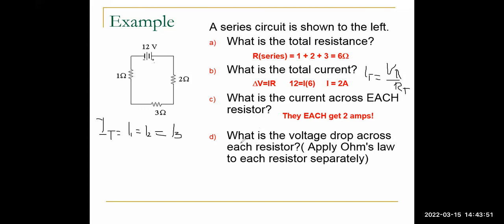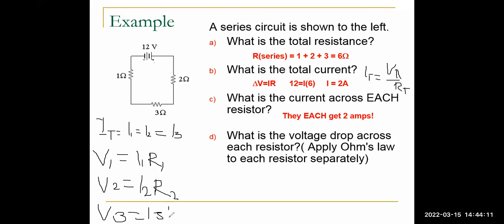So what is the voltage drop across each? Voltage 1 is equivalent to I1 times R1, voltage 2 is I2 times R2, and voltage 3 is I3 times R3. Our current is 2 and resistor 1 is 1 ohm, so we get 2 volts. For the 3 ohm resistor, 2 times 3 gives 6 volts. For voltage 2 with 2 ohms, 2 times 2 gives 4.